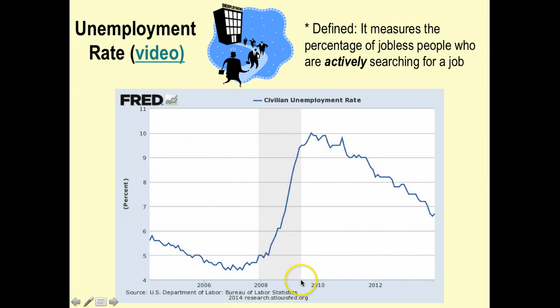Now you'll notice between 2009 and currently, what types of trends do you see in the unemployment rate? Yep, it's gone down quite a bit. Maybe not as fast as some politicians would like, but the economy and the unemployment rate has gotten a lot better. All right, let's sum everything up.